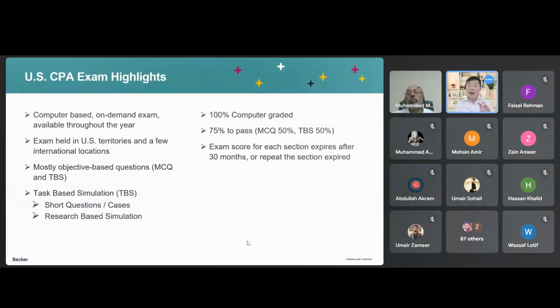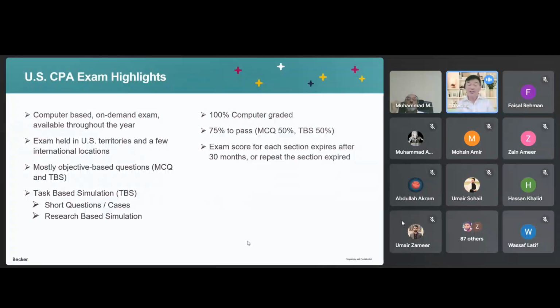Okay, and the exam is 100% computer graded. Because it's objective-based questions, the computer is able to actually grade the exams. And then you need 75% to pass the exam. 50% of the score is on MCQ, 50% of the score is on TBS. Again, like Mr. Mabu said just now, the exam score will expire after 30 months, and then you have to repeat the section once expired, right?